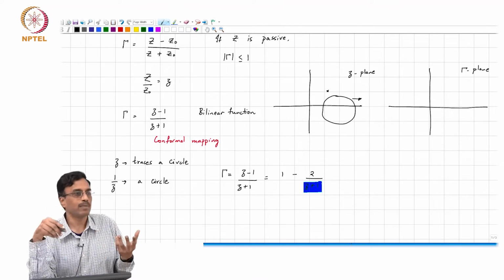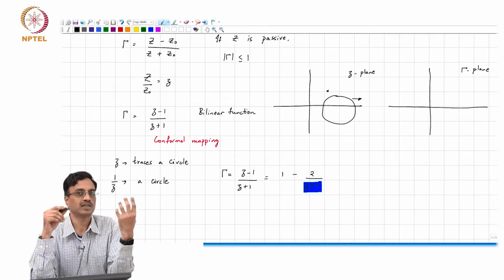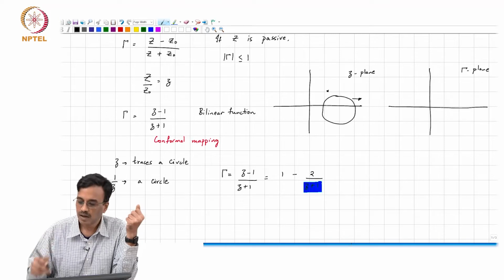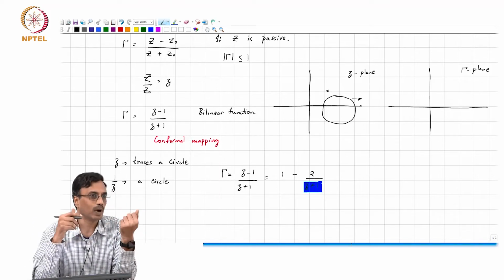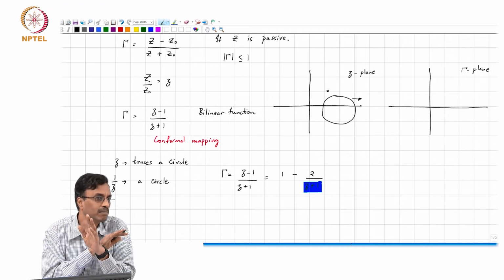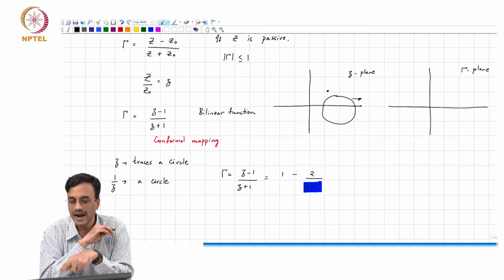Then you are multiplying it by 2. So, what are you doing to that circle? Well, you are making the circle bigger, right? And then you are multiplying it by minus 1. What does that do? It's getting flipped from left to right, okay? Then you are adding 1 to it.